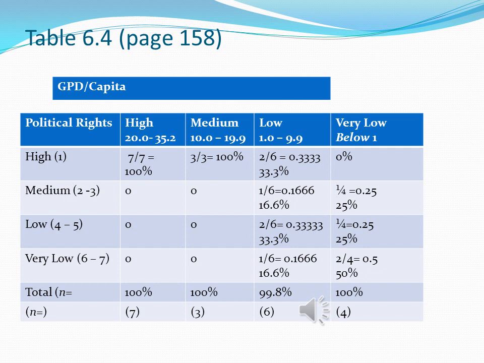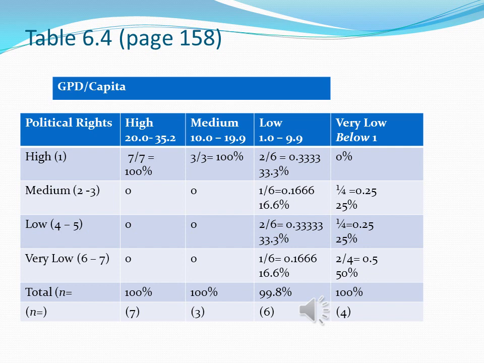Now for medium, notice that's the only one with the numbers. You go from top to bottom. There's a 3, there's a 0, 0, 0. So the 3 divided by 3 equals 100%. How do you get the 3 divided by 3? Well, the high up top has 3 frequencies, and the total for that column is 3.